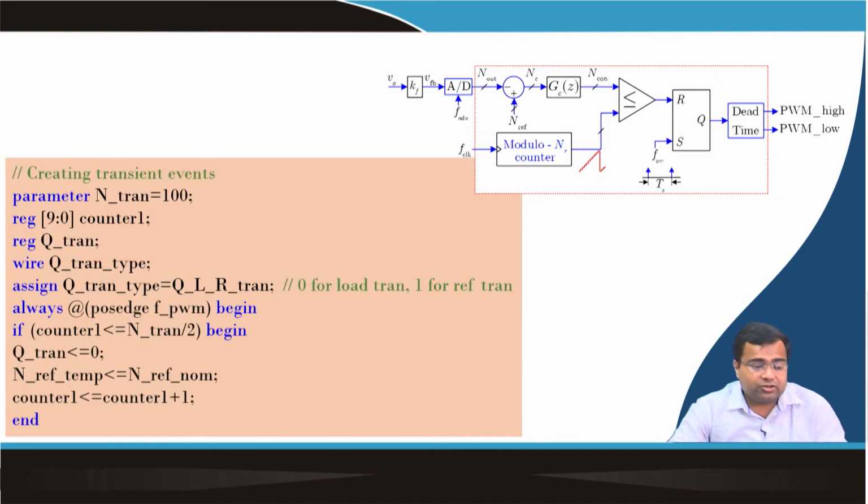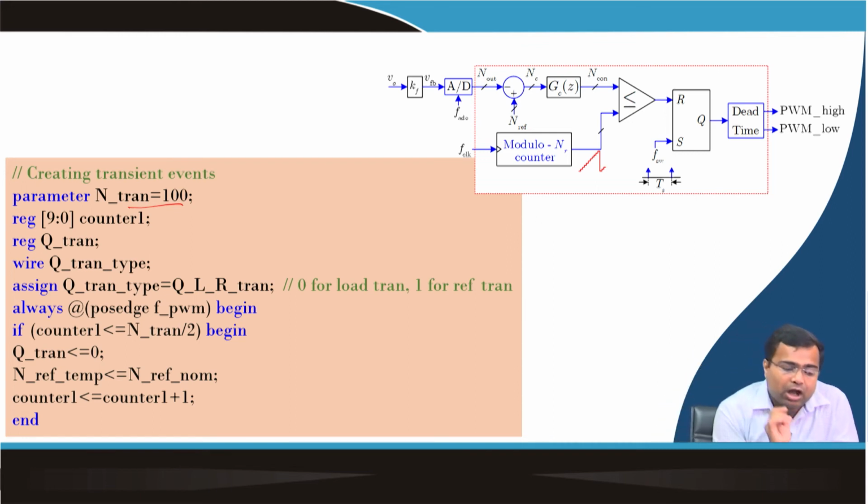Okay. So, now creating the event in the main module, we want to create a transient event. So, we are giving 100 cycles, it can be 500, it can be 1000, it is user defined. How does it operate? So, first we have to define a counter that is getting updated, then the transient register, okay, and the transient type, which is again user defined, whether you want it to be load transient or reference transient. And in fact, we have given the transient type from the external.